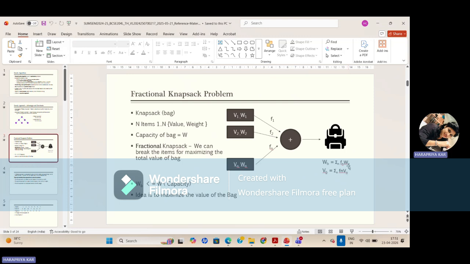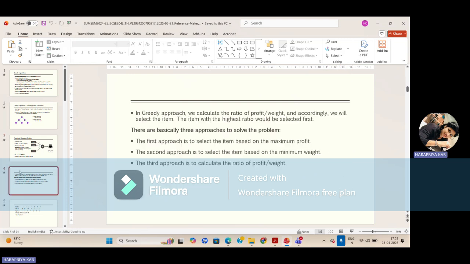Next, we'll move on to the greedy approach, where we calculate the ratio of profit to weight and accordingly select the item. Whenever we are working with the greedy approach, we have to calculate the ratio of the profit to weight of the particular bag, and accordingly we need to select the item. So based on the profit and weight we have to choose it.